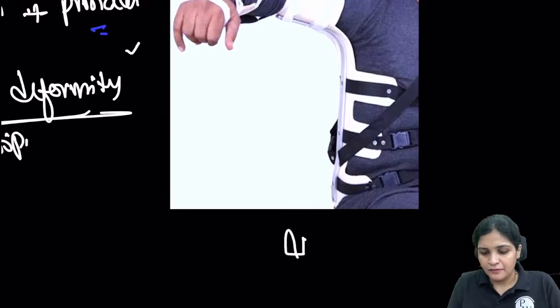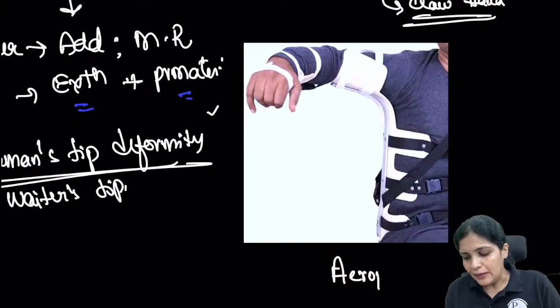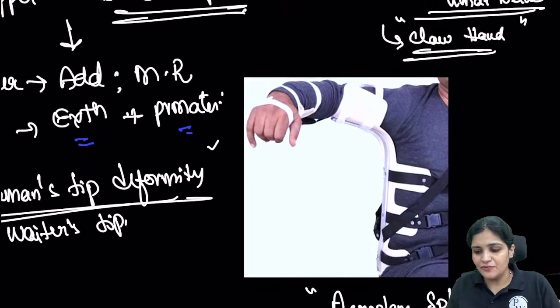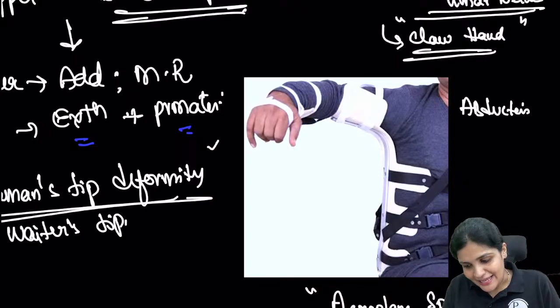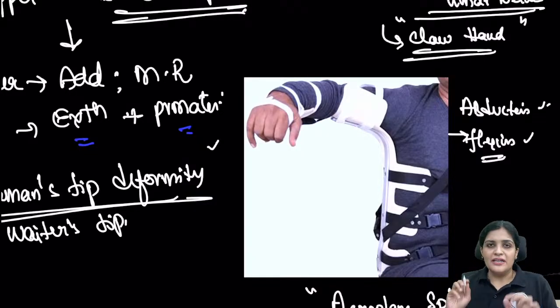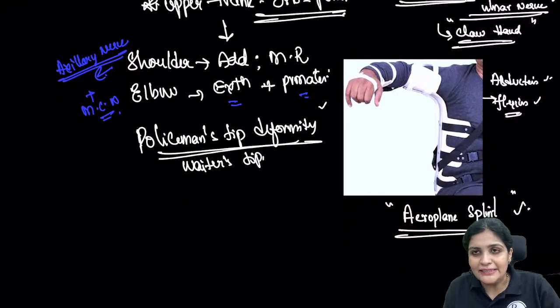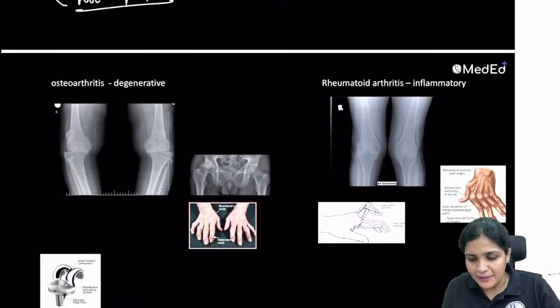And what is the splint we use for brachial plexus injury? The aeroplane splint. What is the position of this? The shoulder is put in abduction and the elbow in flexion. That is how we treat it. Mainly for brachial plexus injury, we use the splint called the aeroplane splint. Is that clear? So that completes the nerve injuries.